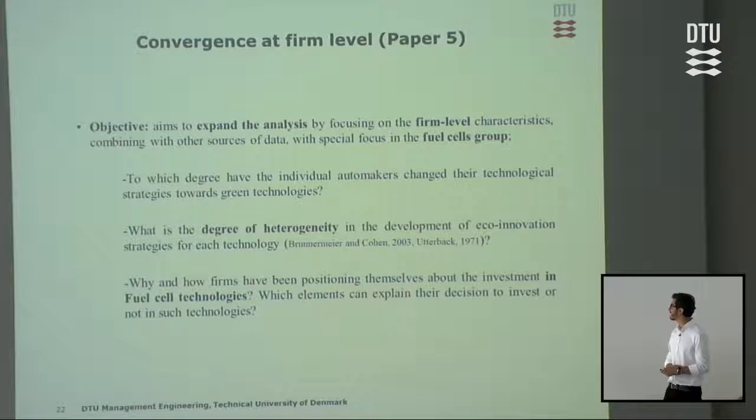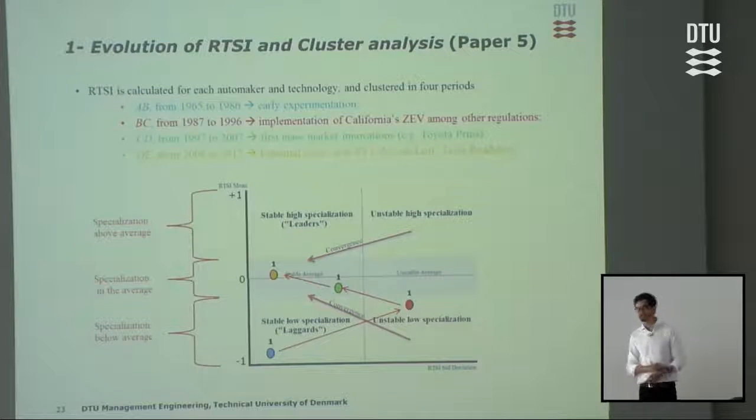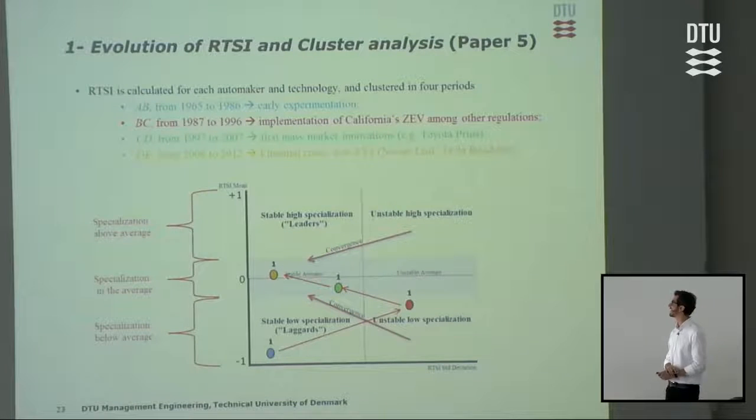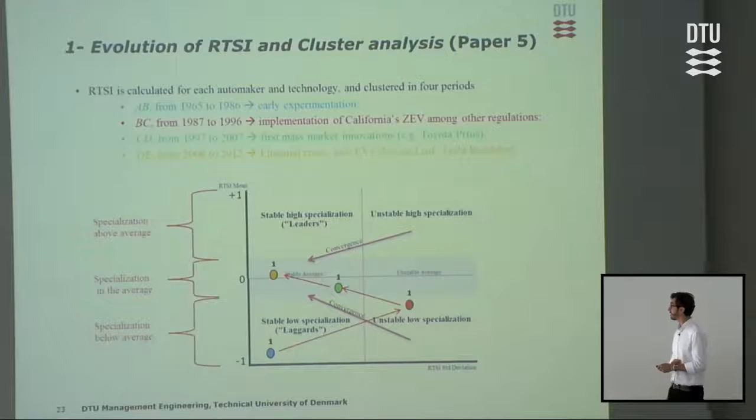So we ask to which degree the individual automakers change their technological strategies, the degree of heterogeneity, and how the firms have been positioning themselves in the fuel cell technology. So this time, I used the Relative Technological Specialization Index, but I plot the data in a graph. I plot the mean of the index and the deviation from the mean. And what I want to see is how each individual firm moves over time in relation to their specialization.